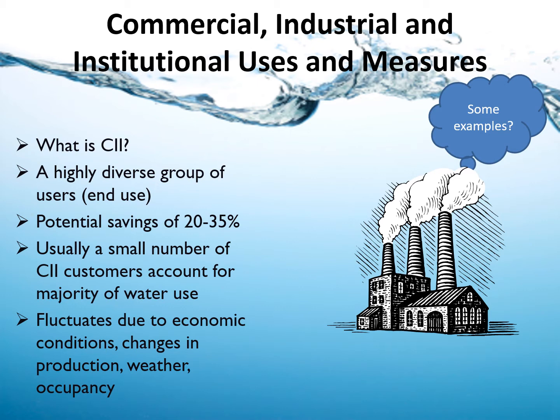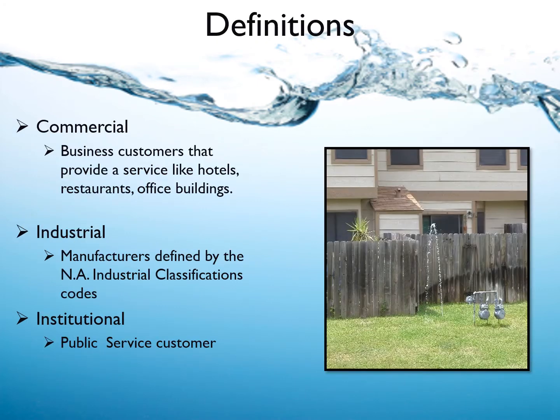Their water use often fluctuates. Residential customers follow a seasonal trend, mostly due to outdoor irrigation. But CII customers do not. They fluctuate due to economic conditions, production changes, weather, and occupancy. So that makes it even more difficult or challenging to try and figure out.